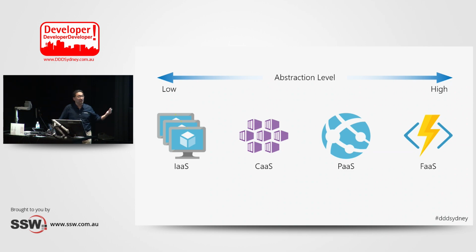When the traffic increases, it automatically scales out. So in terms of abstraction level, functions are fully abstracted, while on the virtual machine side the abstraction is rare, so we need to care about everything.